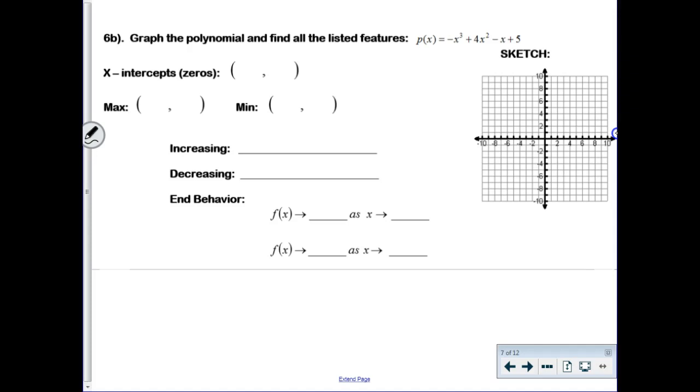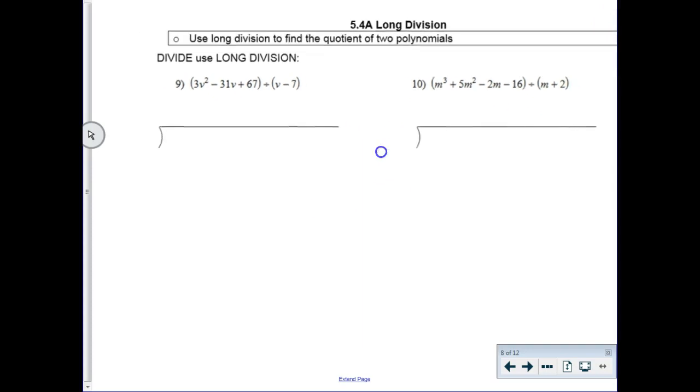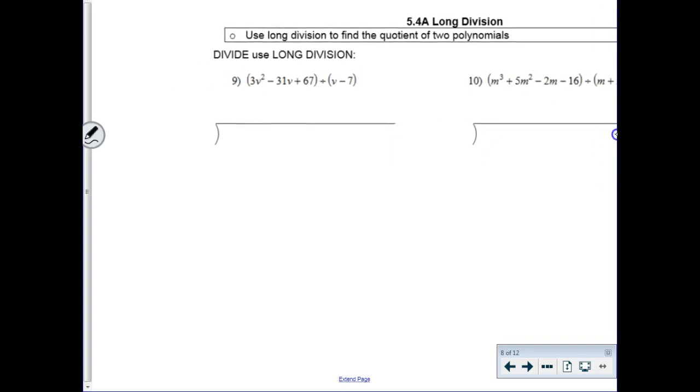If you don't have a graphing calculator, just go ahead and take the points from these 3 parts here and the sketch from my key, and then could you try to do the increasing, decreasing, and end behavior without looking at the key? That would be really important. All right, and then the last 2 sections, we have long and synthetic division. So I'm going to move this over a little bit. I'm going to do number 9.